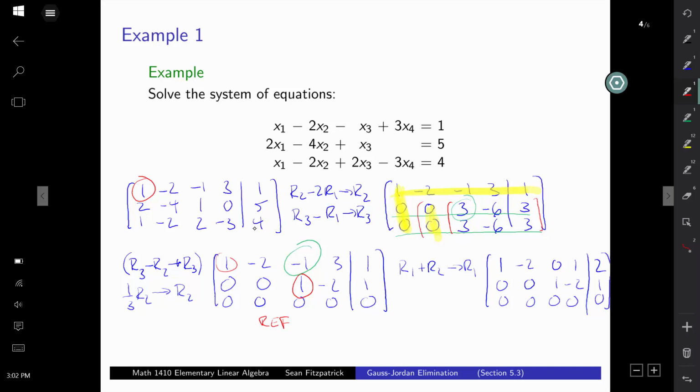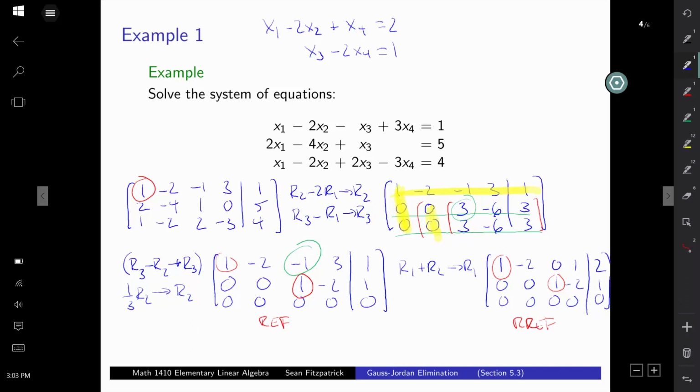Okay. So what I get here is I'm in reduced row echelon form now. Let me jump up to the top. The first equation says x1 minus 2x2 plus, notice there's no x3 in there, but there's an x4, equals 2. The next one says x3 minus 2x4 equals 1.